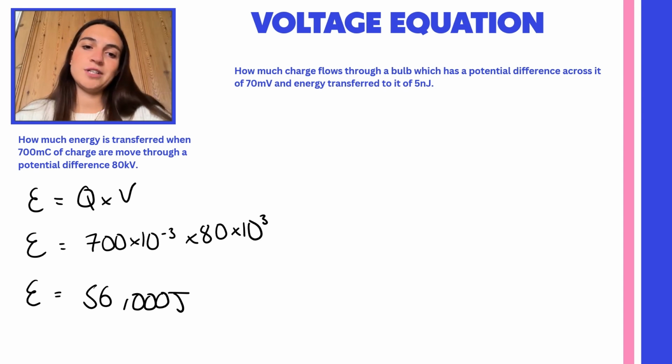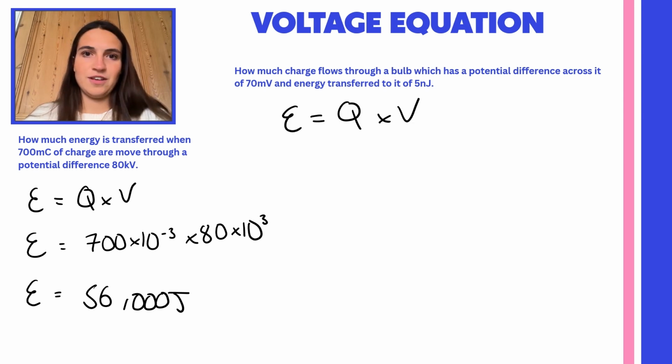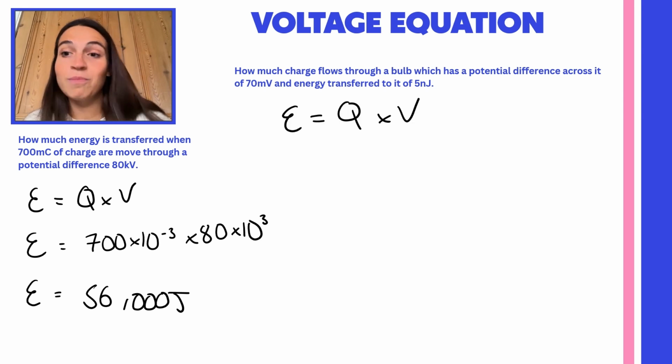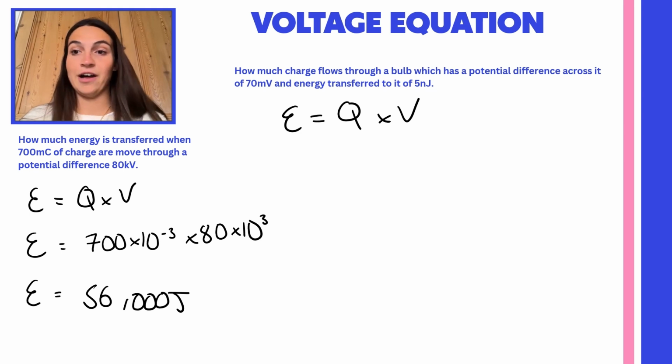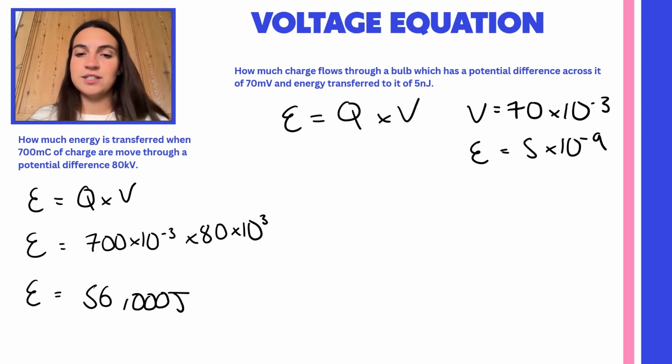Okay, next question. How much charge flows through a bulb which has a potential difference across it of 70 millivolts and an energy transferred to it of 5 nanojoules? Again, the equation I'm using is E is equal to Q multiplied by V. Let me write out the variables I've been given. My voltage V is 70 times 10 to the minus 3 because it's millivolts. And my energy is 5 times 10 to the minus 9 joules, because it's given in nanojoules.